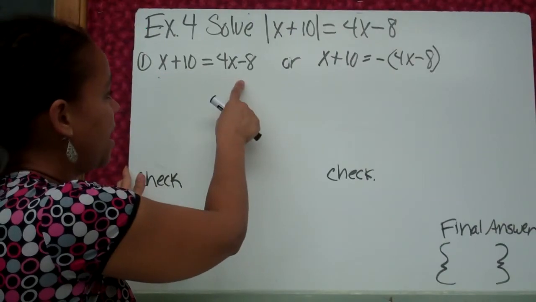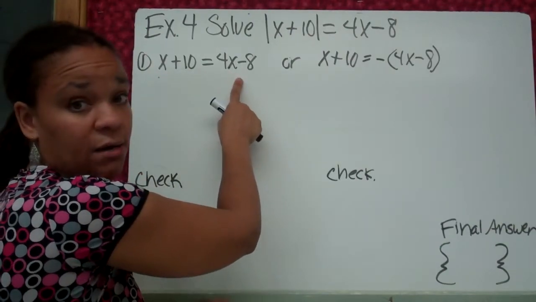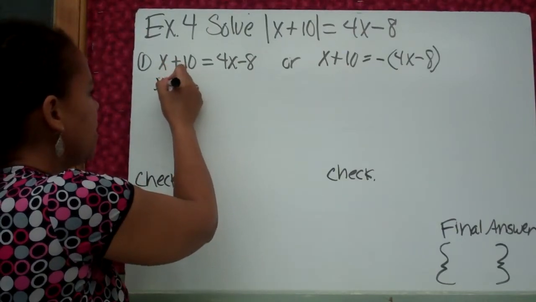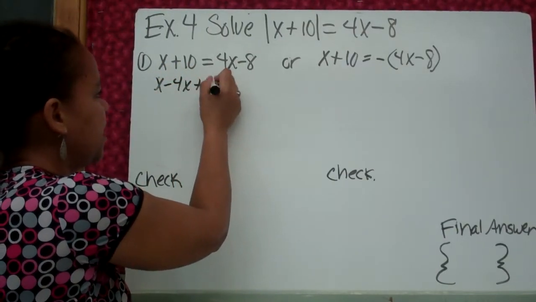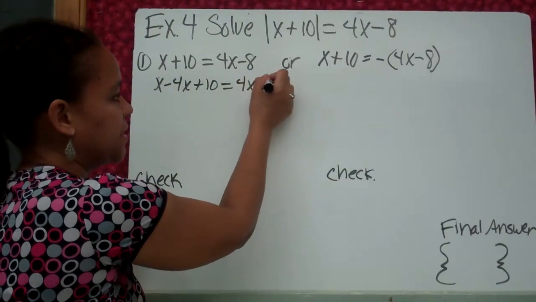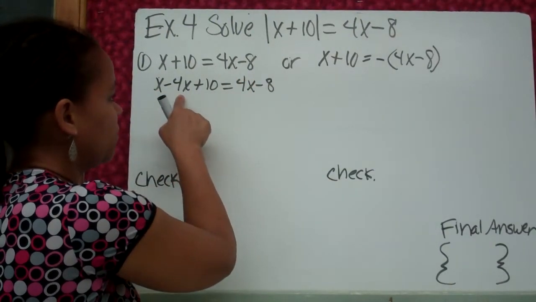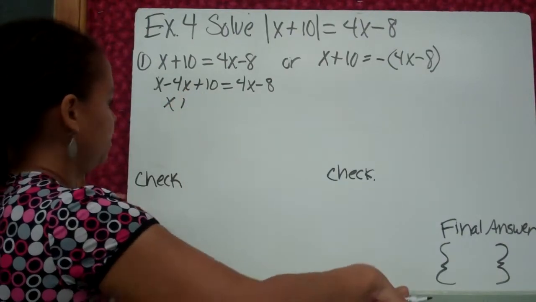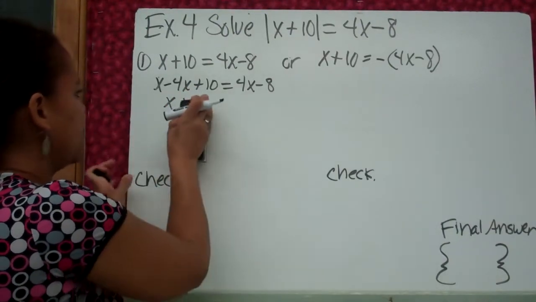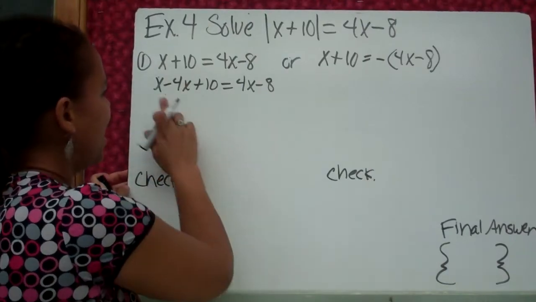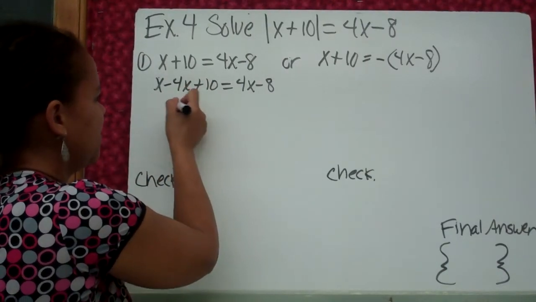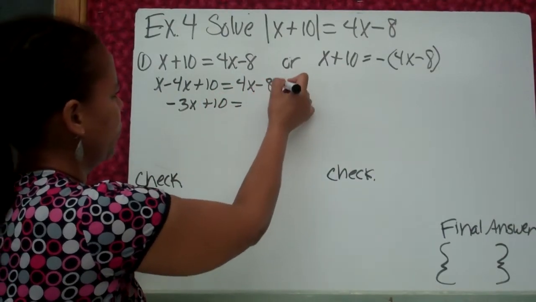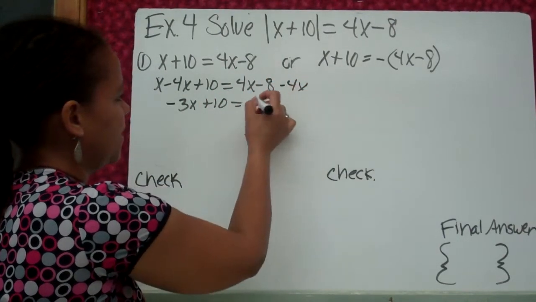So here we want to combine our like terms. I would go ahead and move the 4x to the left side, so we're going to subtract 4x on both sides. So x minus 4x plus 10 is equal to 4x minus 4x minus 8. x minus 4x, we have negative 3x plus 10 is equal to negative 8.